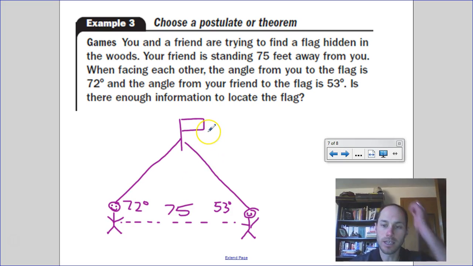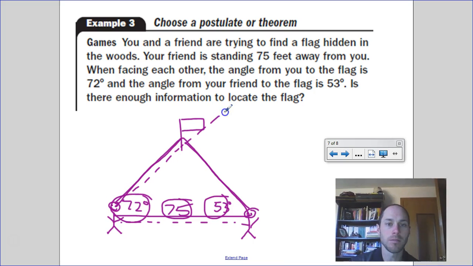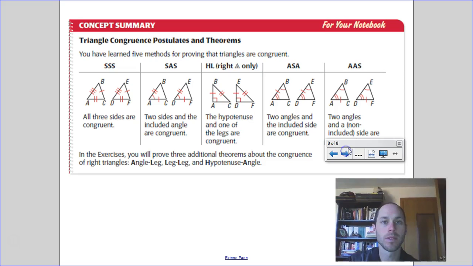Well, what this is trying to ask us is, is there only one triangle that we can form with this given information? I've got an angle, an included side, and an angle. So that would tell us that there's only one possibility. As I'm looking this way, my line of sight goes 72 degrees. Your friend's line of sight goes at a 53-degree angle. They're going to meet in one location. So yes, there is enough information because we have angle side angle congruence with the triangle.